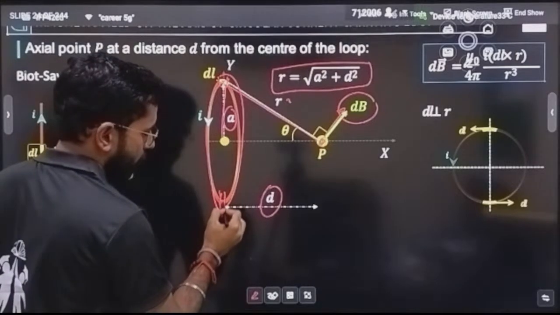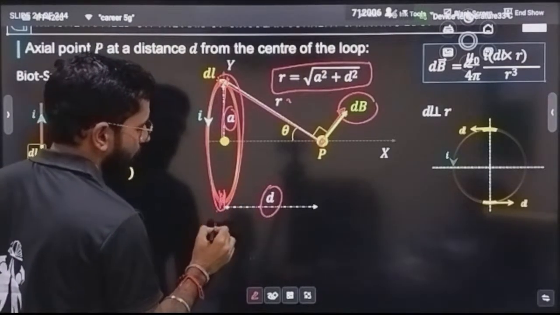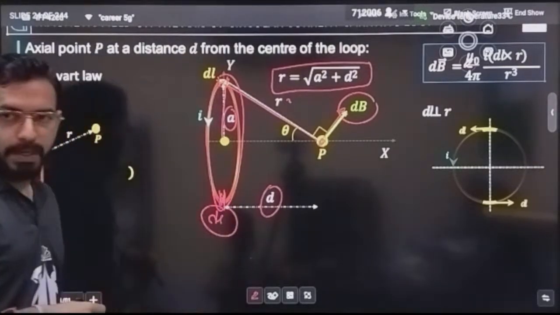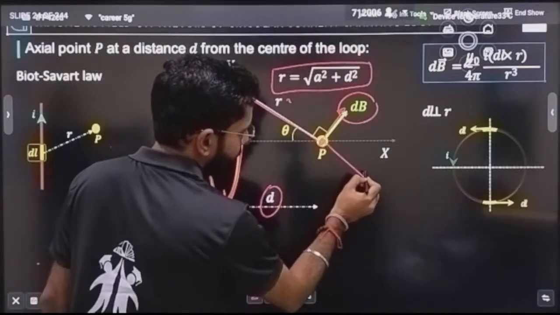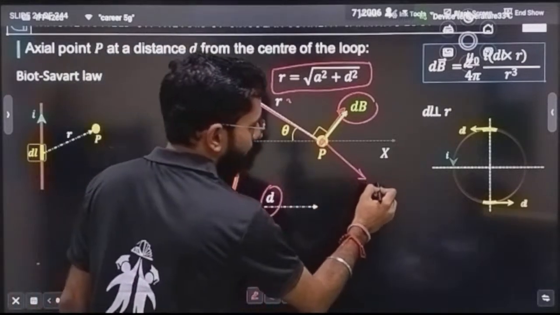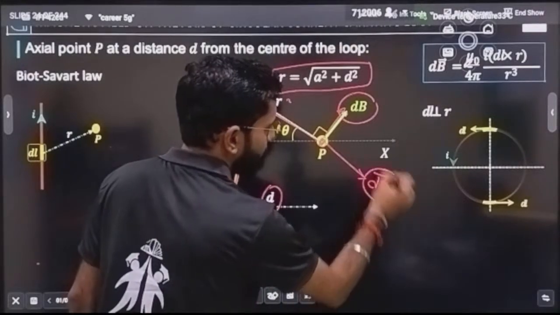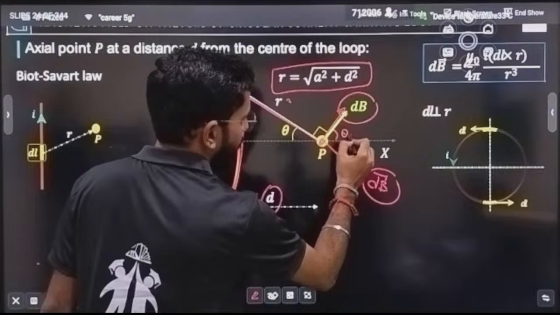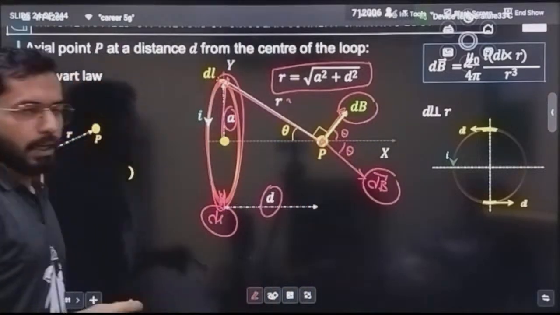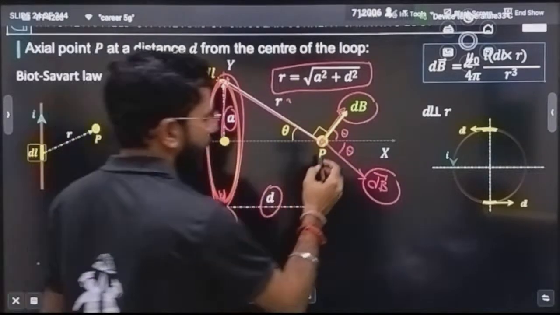In the same way, take one more element here also. Here also take one more element dl, and due to this complete symmetry, what will be the direction that you get due to this second dl vector that you take as an element? This will be the dB vector that you get as the element. Okay, now tell me what will be the angles. I can say this will be the angle theta, and this will be the angle theta.